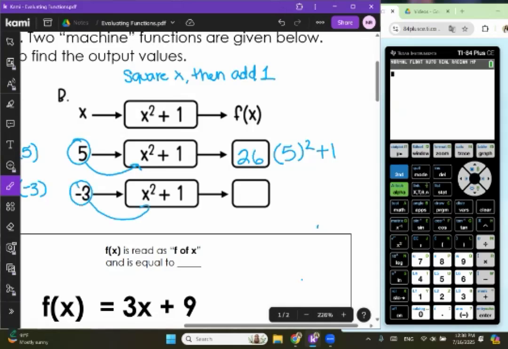Same thing here. Plug it in where the x is. -3 squared plus 1. -3 times -3 gives us what? +9. 9 plus 1 is 10.